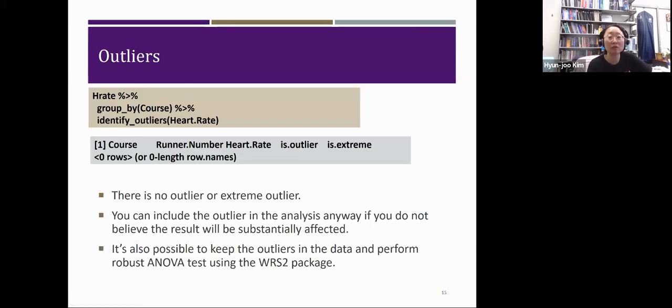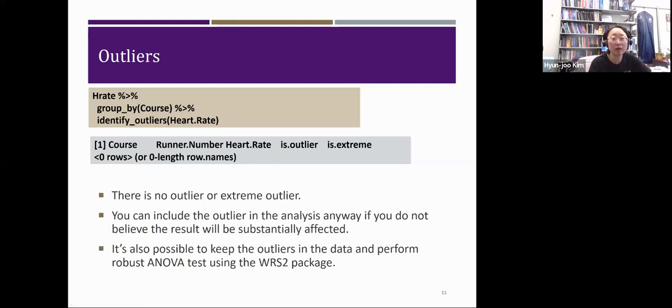Outliers can be found by using the identify_outliers function in the tidyverse package. For the heart rate example, we are asking to find outliers for different courses using the group_by function right here. As we can see in the result in the next gray box, it says that 0 rows are detected, which means there is no outlier.